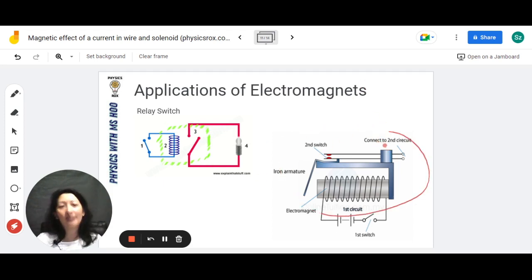So here's an example of a diagram. There are many different ways a relay switch can be designed. This is just a typical or simple example. Here we have the electromagnet connected to the input circuit, labeled here as the first circuit. You can see here, this is a complete circuit with the switch. When you switch this on, current will flow. When current flows through this coil, it becomes an electromagnet. If you switch this off, it stops being an electromagnet.